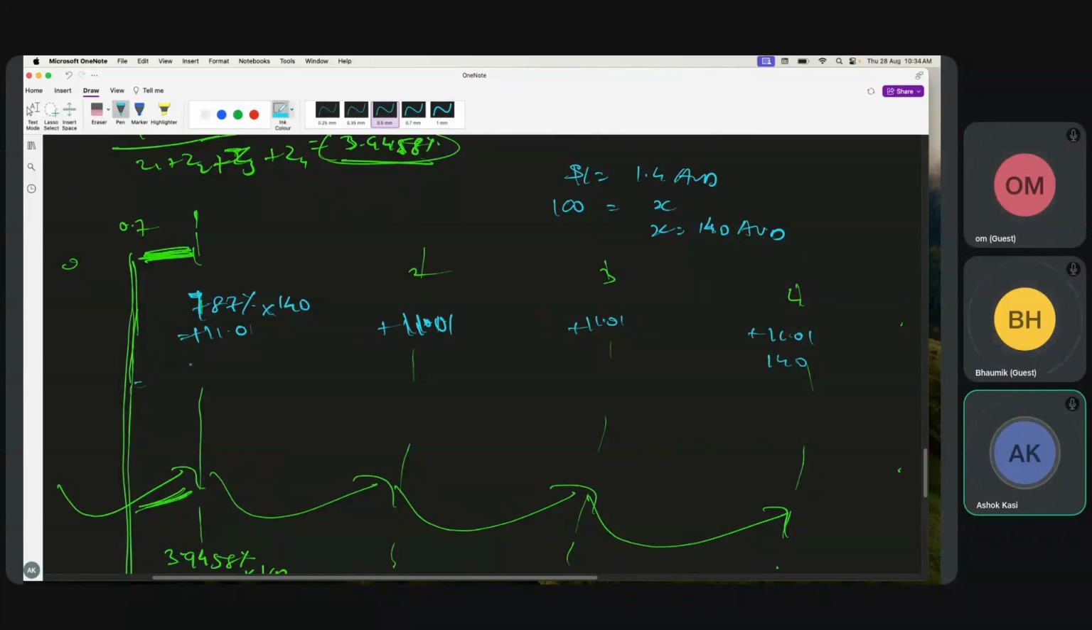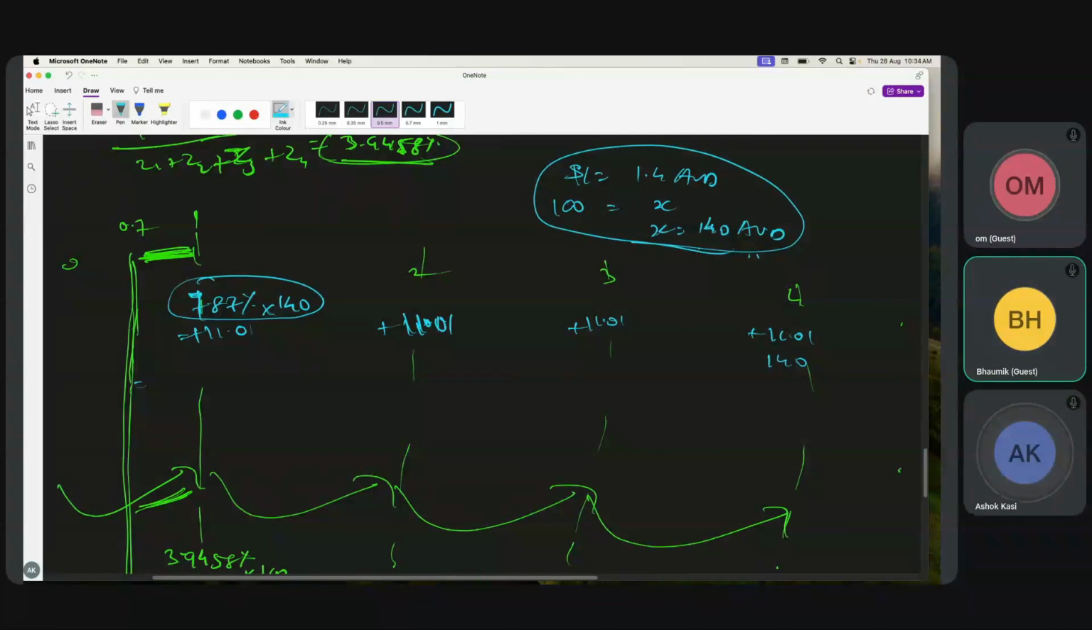Sir, can you explain this again? I didn't hear you. Okay, 7.87% fixed, which you already calculated, into 140 Australian dollar. Right. $1 was 1.4 Australian dollar, so 100 million is equal to 140 million Australian dollar. For 140, we are calculating 7.87 percent. That comes to 11.01. Okay, got it.